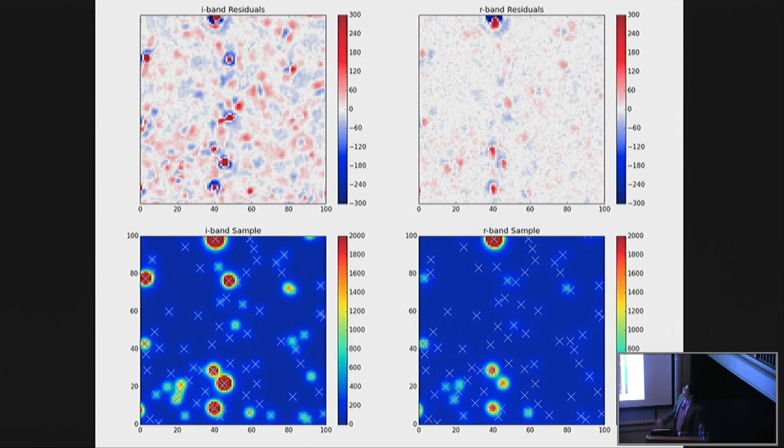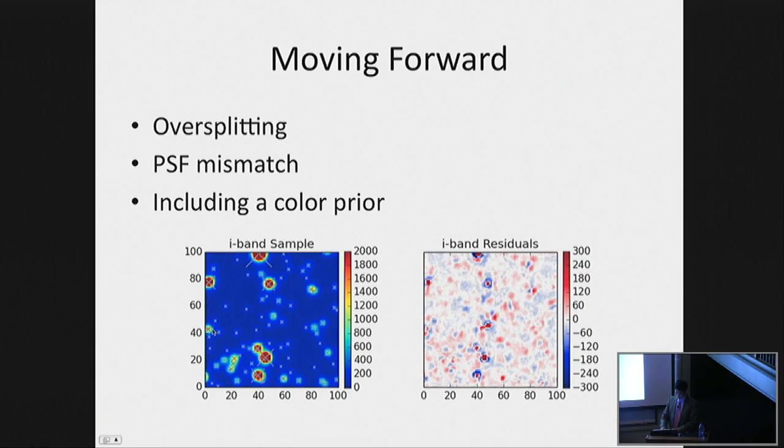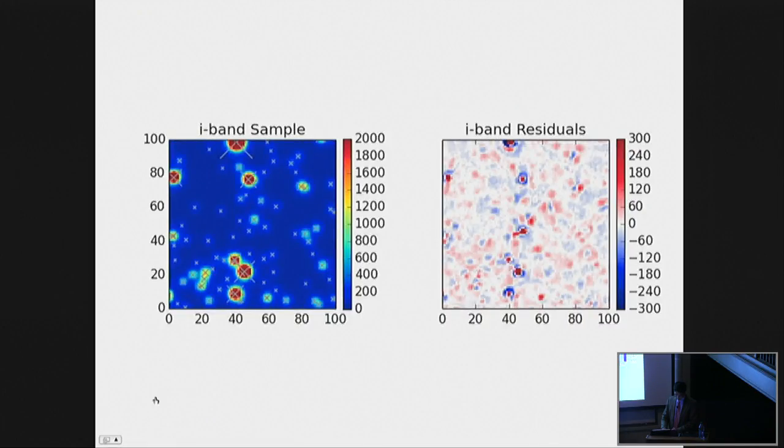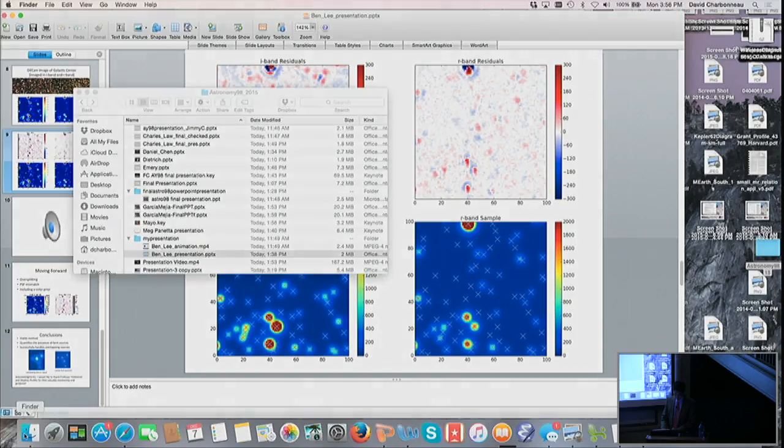The cause of this can actually be seen if we look at the residuals up here. If we look at the brightest sources, we see that the center has a characteristic red with a characteristic blue ring around it, which suggests that there's a slight PSF mismatch between the PSF of the real image and the PSF as fit by the model. The oversplitting issue is adding a faint source to try to compensate for this. And so if we move on to the next animation, I'll just pull up the video.